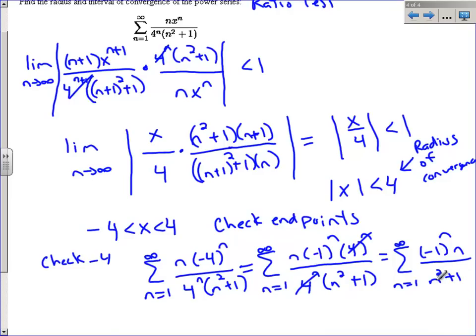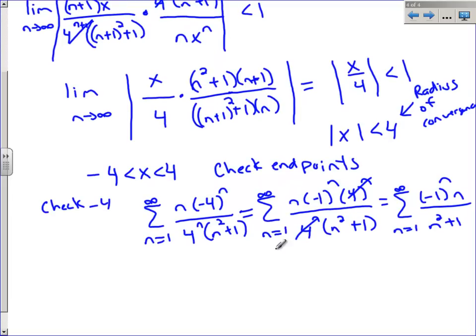So if it's alternating, I just need to check two things. We need to check and see what's the limit as n goes to infinity. Well, that would be n over n squared. That's bottom heavy, so that's 0. And are the terms decreasing? And they are, because the fraction's getting smaller as the denominator is getting bigger. So we are decreasing, and so this is an alternating series that converges. So since this series converges at -4, I can use the -4 endpoint.